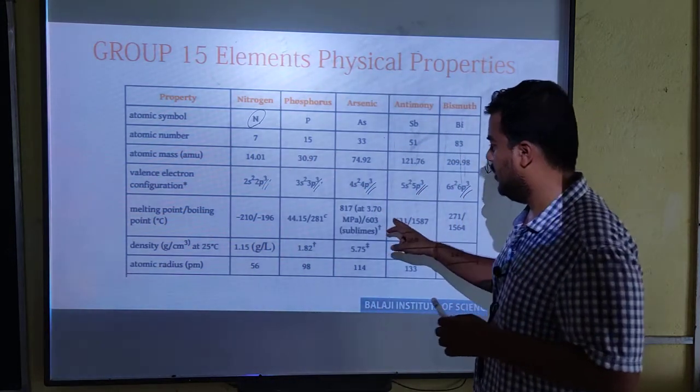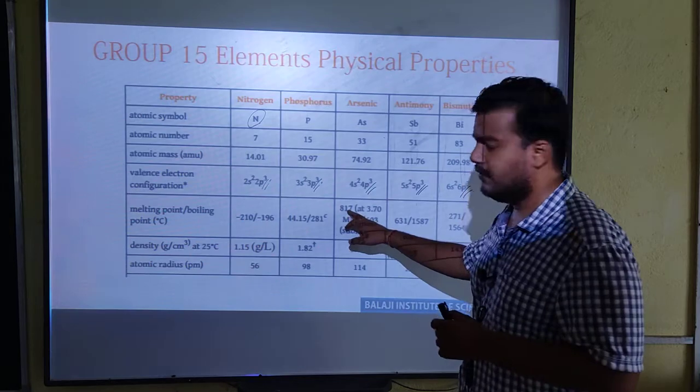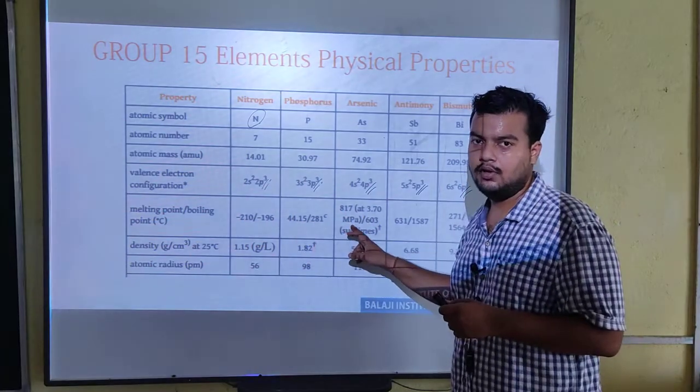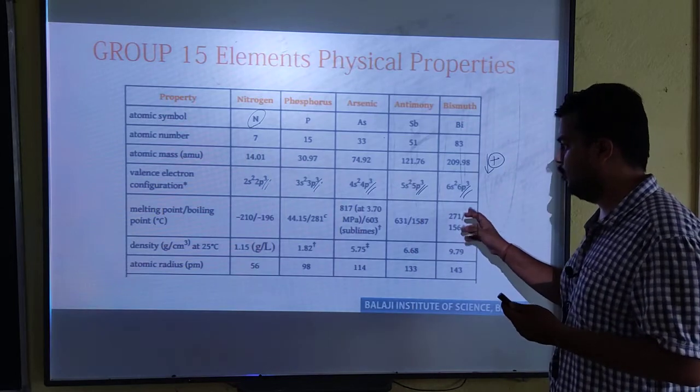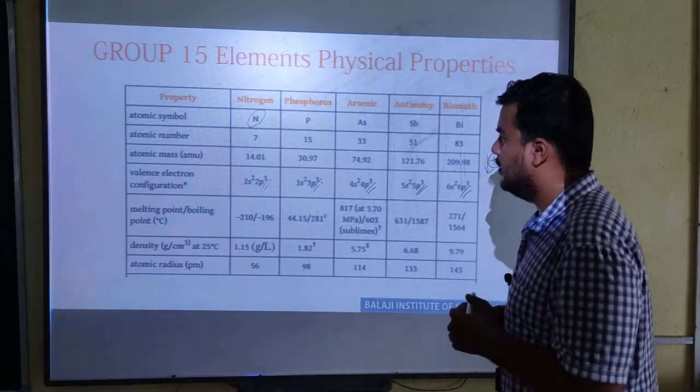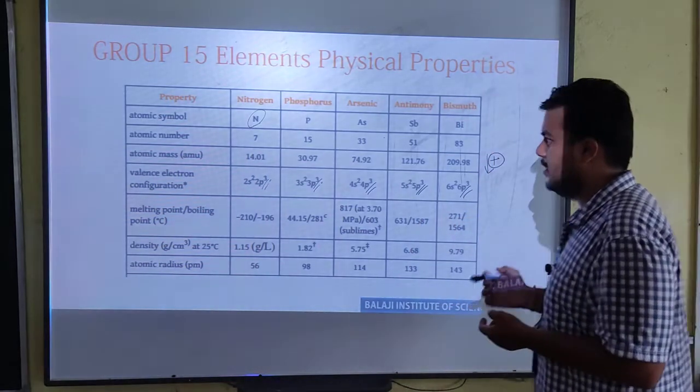Now when coming to arsenic, it is going to 817. There is a very significant growth. Now for antimony it is 631, for bismuth it is 271. This is because the metallic character is increasing.